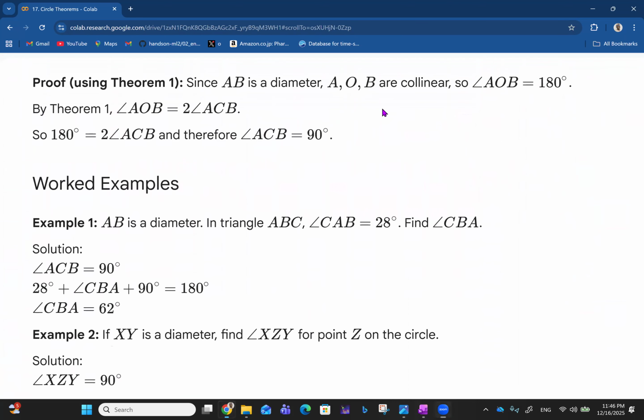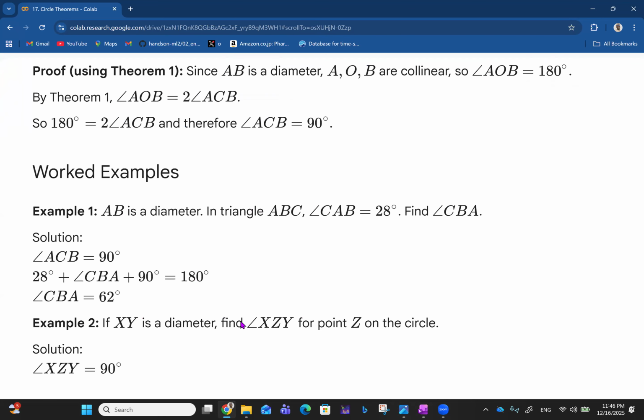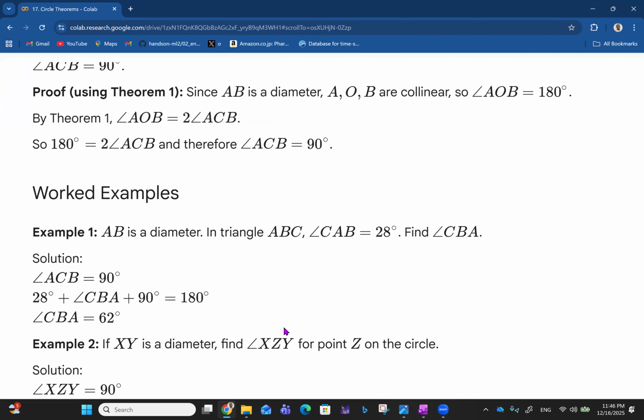Now, for the worked examples, example 1: AB is the diameter in triangle ABC. Angle CAB is 28 degrees, find CBA. In this case, sometimes you may not be able to do this properly if you don't really draw it. So let's draw this so we can see what we are saying. The second one is easy. If you see XY at the end, you just automatically know that the Z at the center is 90 degrees.